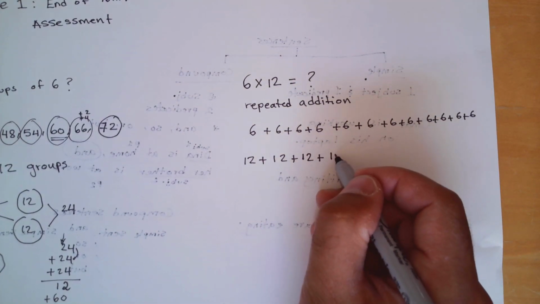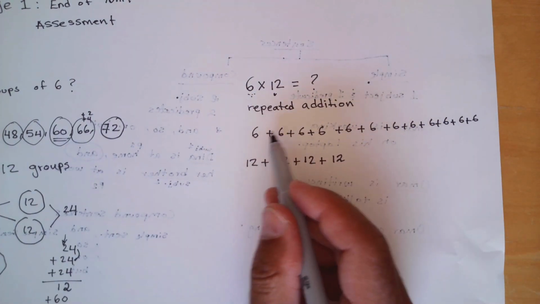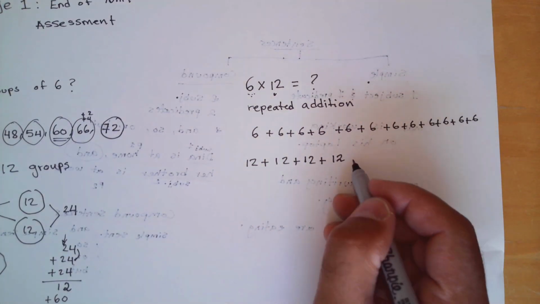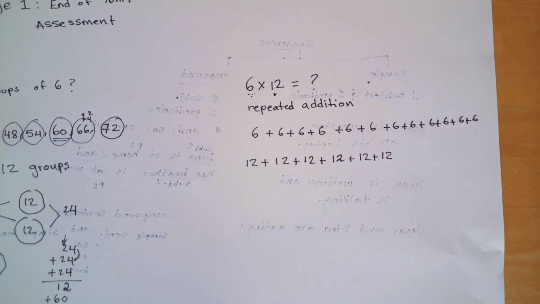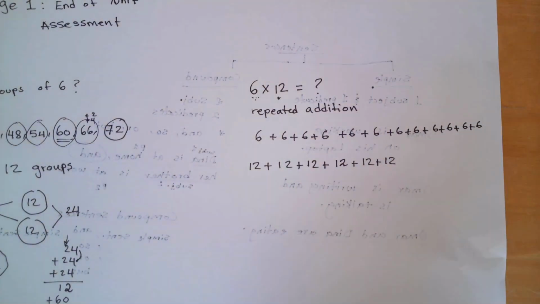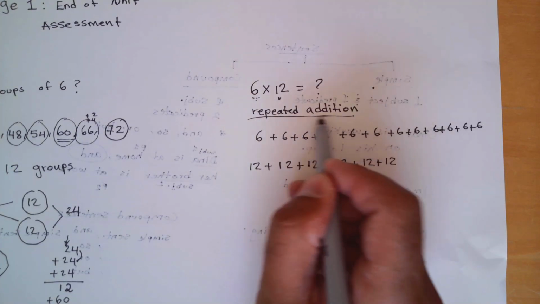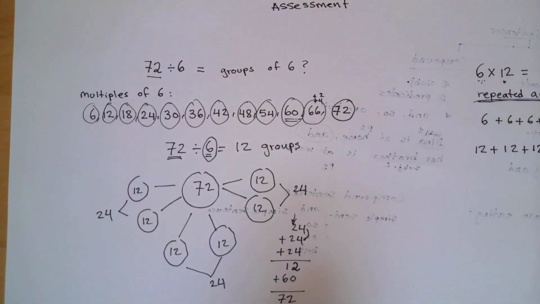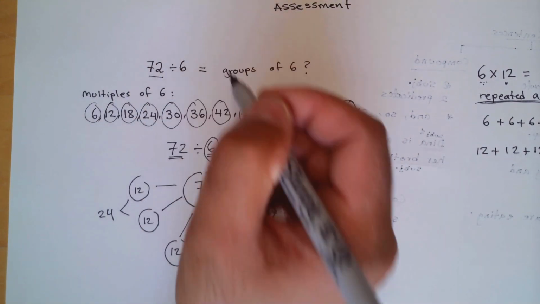Okay, because it doesn't matter the order of our factor pairs. It doesn't matter. Multiplication is repeated addition. So either way will give us the right answer. Okay? So multiplication is the opposite of division, and division is the opposite of multiplication. Multiplication is repeated addition. Division is repeated subtraction. Okay, repeated subtraction.